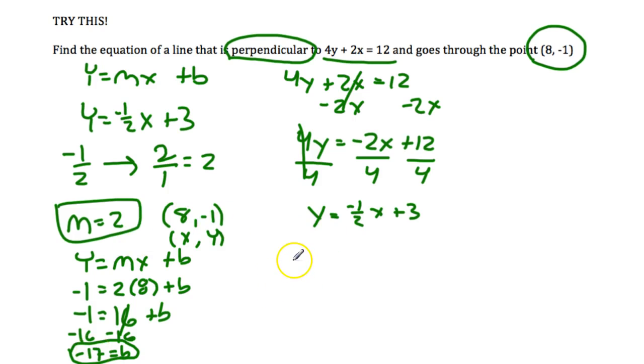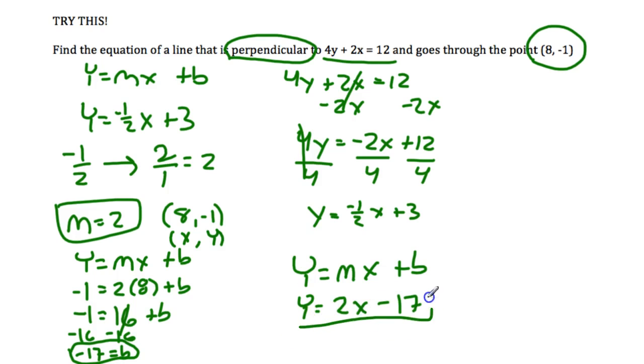So I just write it out. Again, I'll write this a million times. y = mx + b. I keep the y. My m is 2. I keep the x. My b is -17. Bam, boom, pow, done. Happy face. Alright, so we are done.